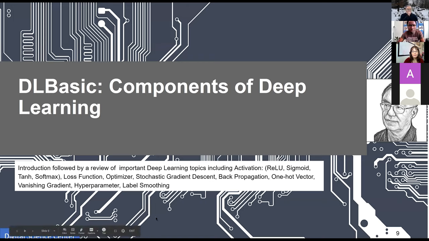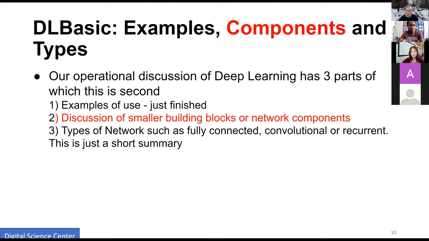Let's move on to the next few slides. Just go through some principles of deep learning, and let's get started on that. There are two slide decks, which are already recorded in slightly different versions, and I've already given you the links to that. One slide deck describes the components, the other slide deck describes the actual networks, like convolutional or fully connected. So this one just provides the components.